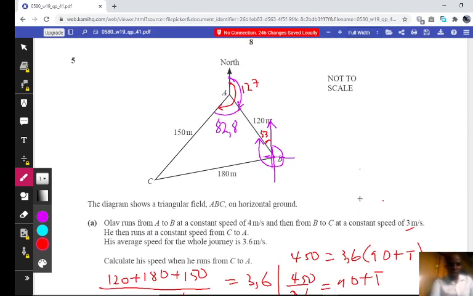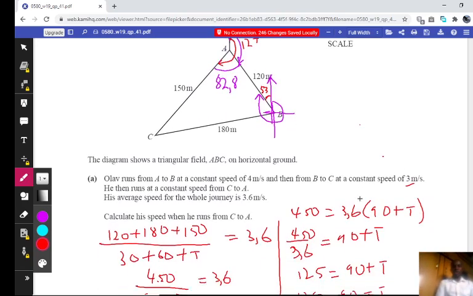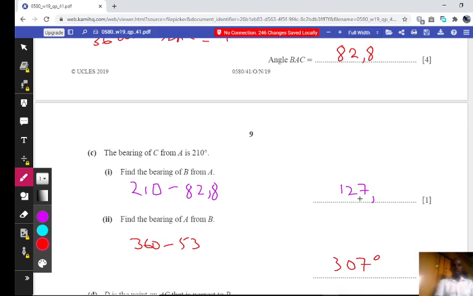You can even say 180 plus this angle. This angle on the other side here, the same as 127. So you can say 180 plus 127. You can still get 307. Right.